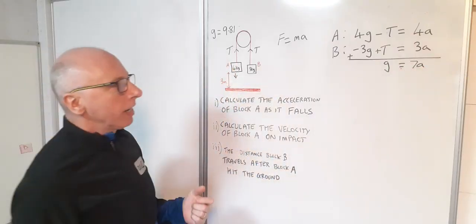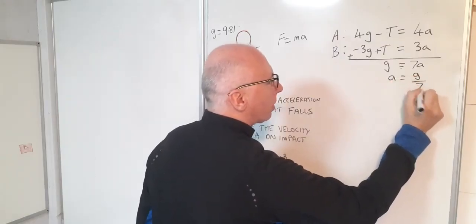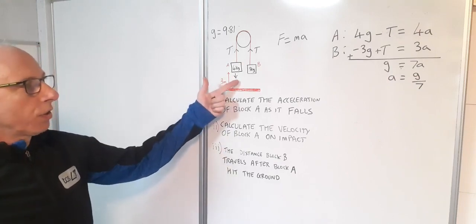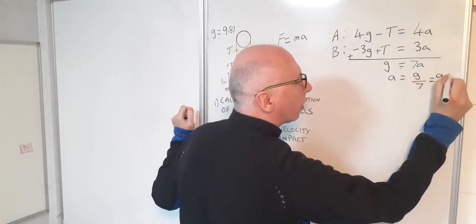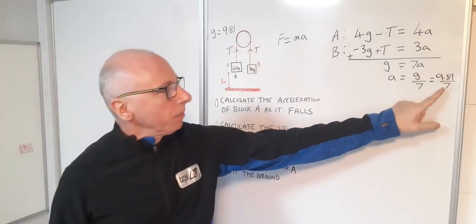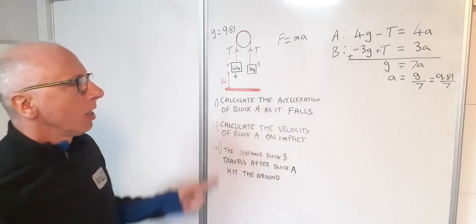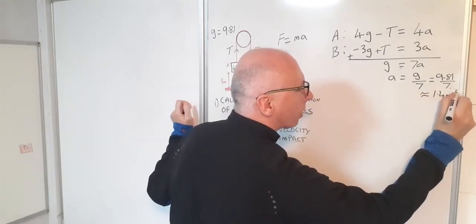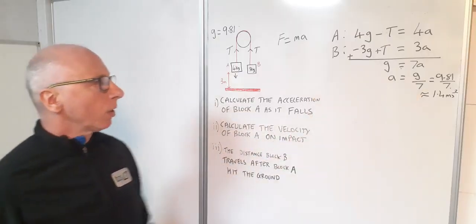So now we can get a on its own. So a equals g over 7. That's the acceleration for our block as it falls to the ground. Now, as g is 9.81, this is going to be approximately 1.4. 9.81 divided by 7 would be approximately 1.4. So if I just put approximately 1.4 meters per second squared, that's our approximation. But I'm going to use it in this form for the rest of the question.